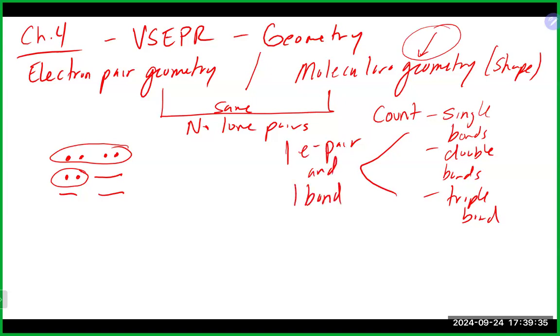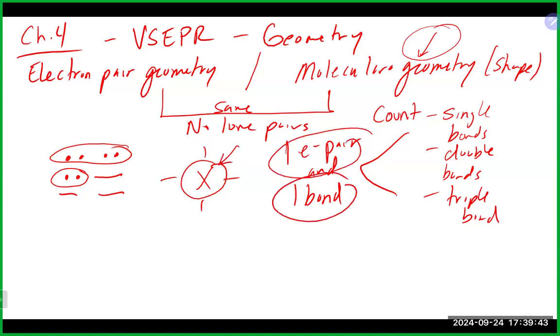And that's really what you want to focus in on when you're doing geometry, is to go to the central atom. Again, figure out how many electron pairs, how many bonds there are, and obviously there will be a corresponding geometry for each of those things.